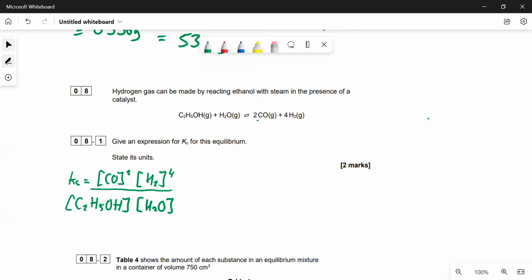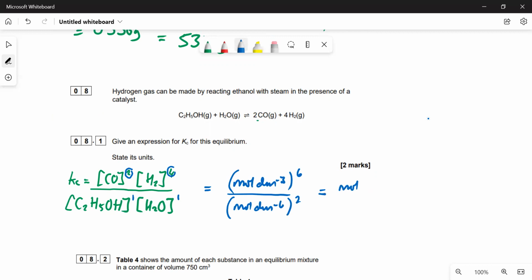Right, what's going to be the units of that? Well, on the top line, we've got to the power of 2 and to the power of 4 there. So we're going to have mol per dm³ to the power of 6 there. On the bottom line, we've got to the power of 1 and to the power of 1, so that's going to be mol per dm³ to the power of 2. And that simplifies to mol per dm³ to the power of 4. So we get mol⁴ dm⁻¹². That's the units for that.